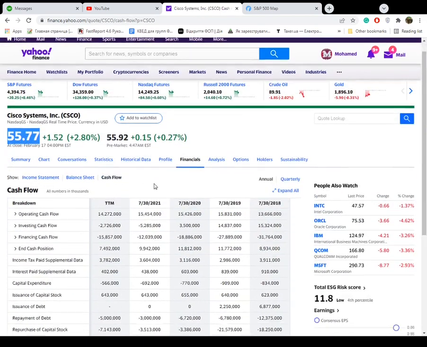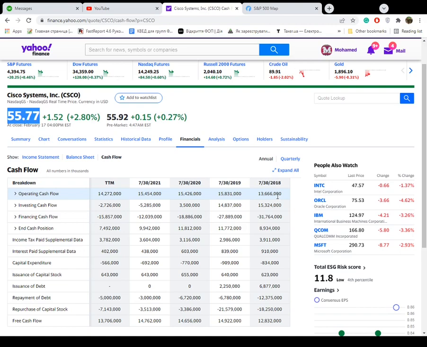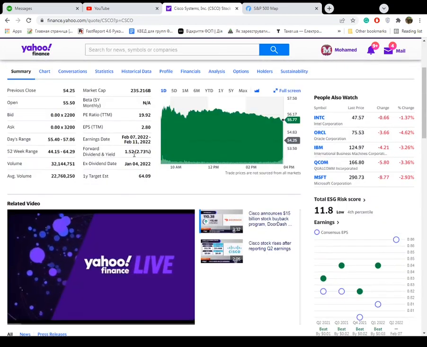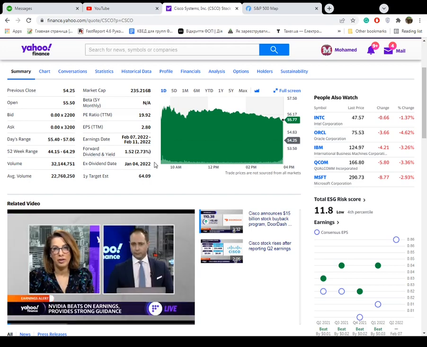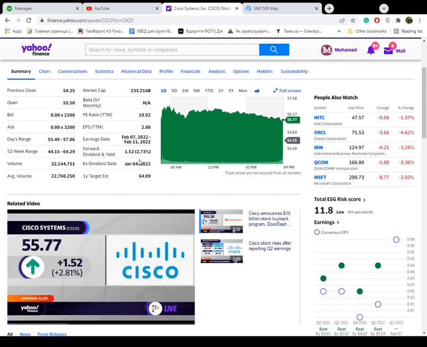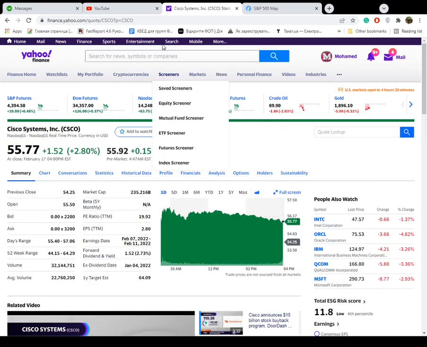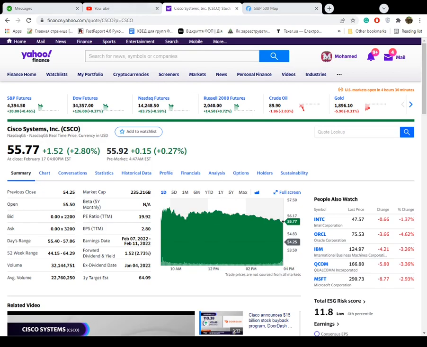Let's see the operating cash flow. The operating cash flow is in the range of $14 billion to $15 billion. Also, the stock pays a dividend of 2.73%, which is higher than the actual bond, which offers 1%. So let's calculate the fair value for the stock. For this, we will jump to our template.